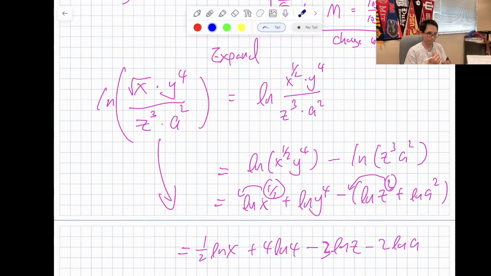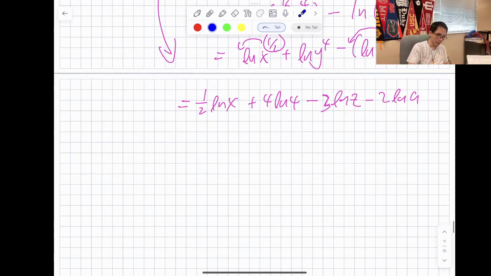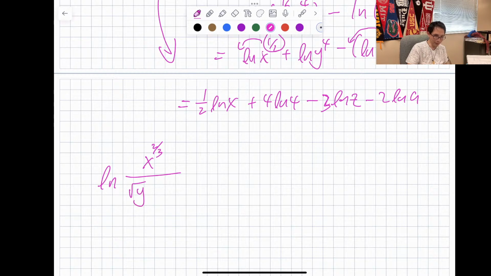Yeah. All right, so I'm going to ask you a simple one, this is an easy one. Okay, I'm going to say natural log of x to the 2/3 over square root of y times z to the 4th. I want you to expand this.